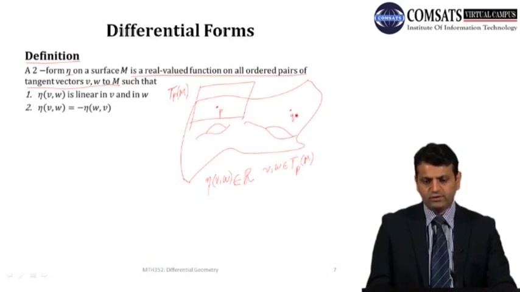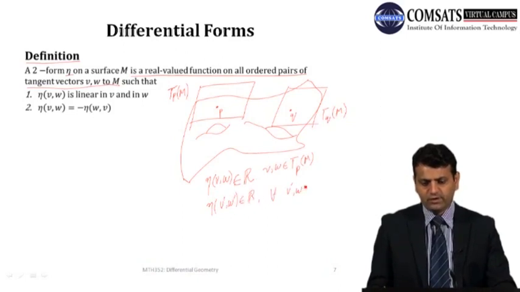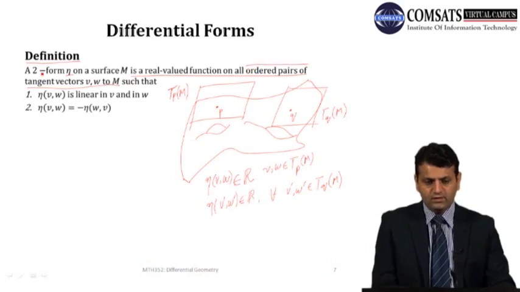Similarly अगर मैं कोई और point Q ले लूँ, इस पे एक और tangent space होगी T Q of M, or this is also true for this point Q as well. So eta of V prime W prime belongs to R for all V prime W prime belongs to TQ of M. Similarly कोई और point मैं ले लूँ तो उस केस में भी ये true है. So in general this is true for all ordered pairs of tangent vectors VW to M. So this is true. And secondly, it is linear in V and W.